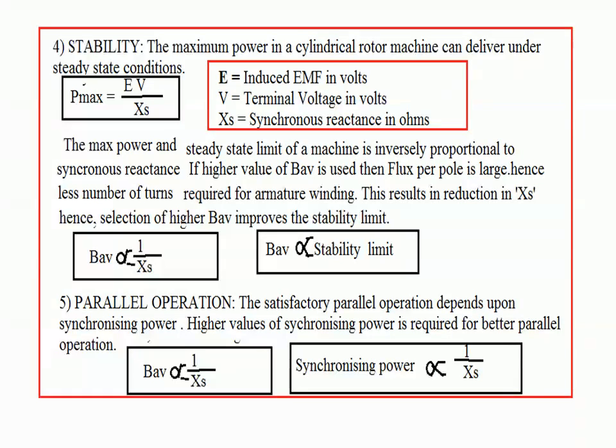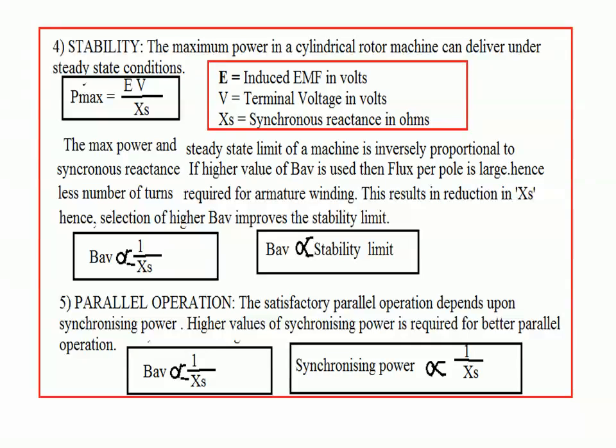Number 4, stability limit. The maximum power a cylindrical rotor machine can deliver under steady state condition is P maximum equal to EV divided by XS. E is the induced EMF, V is the terminal voltage. The important factor is XS, where XS is synchronous reactance in ohms. The maximum power or steady state limit of the machine is inversely proportional to synchronous reactance.